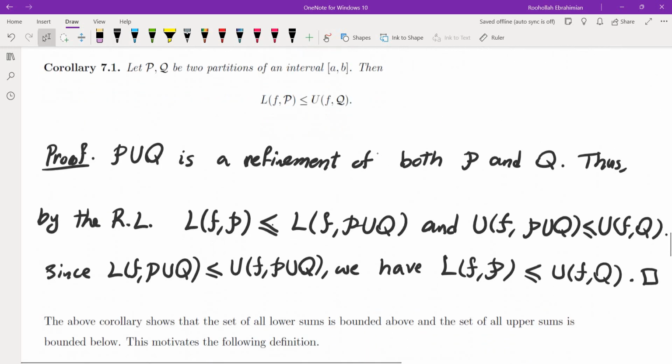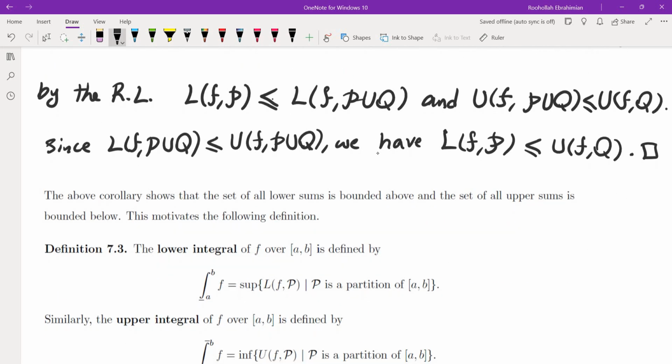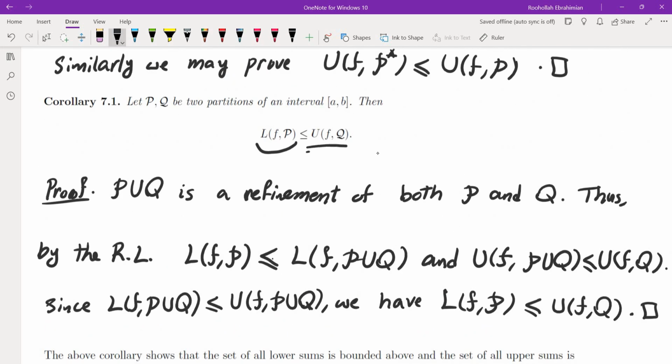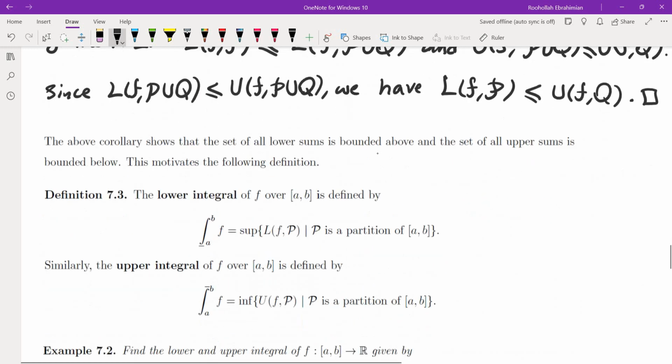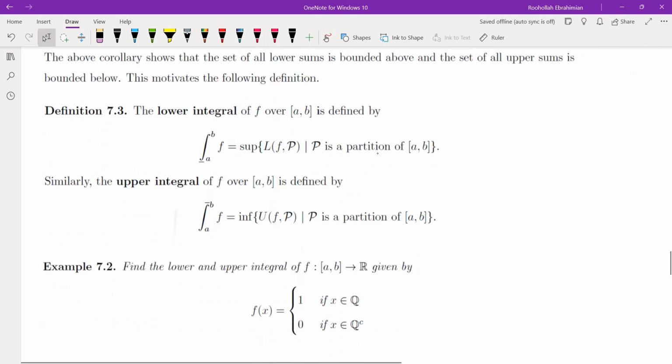So that means if I take all of the lower sums, they are bounded above. The above corollary shows that the set of lower sums is bounded above, because you just take any partition that you want. So the lower sums are bounded above by the upper sum of any partition, and the upper sums are bounded below by any of the lower sums. This motivates the following definition.